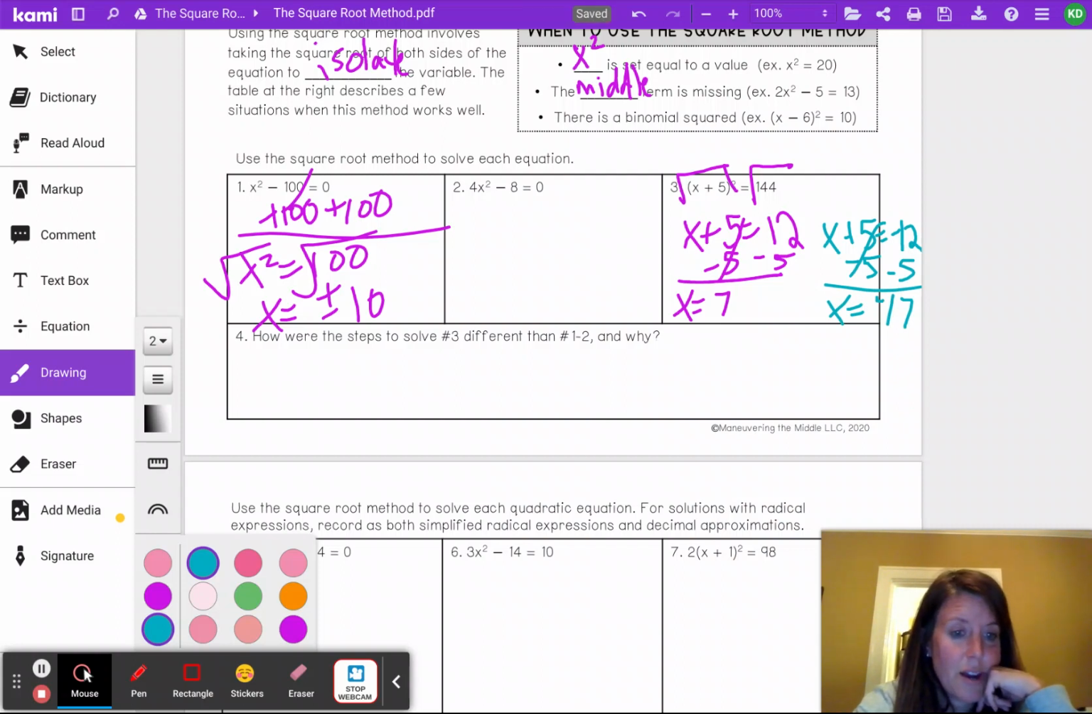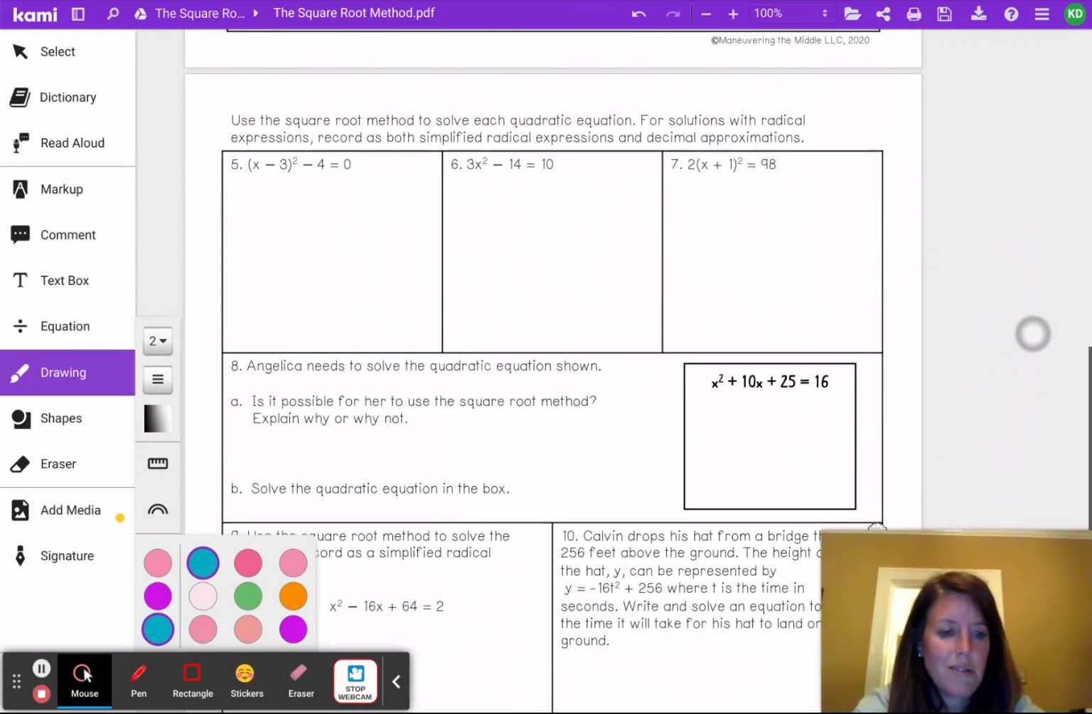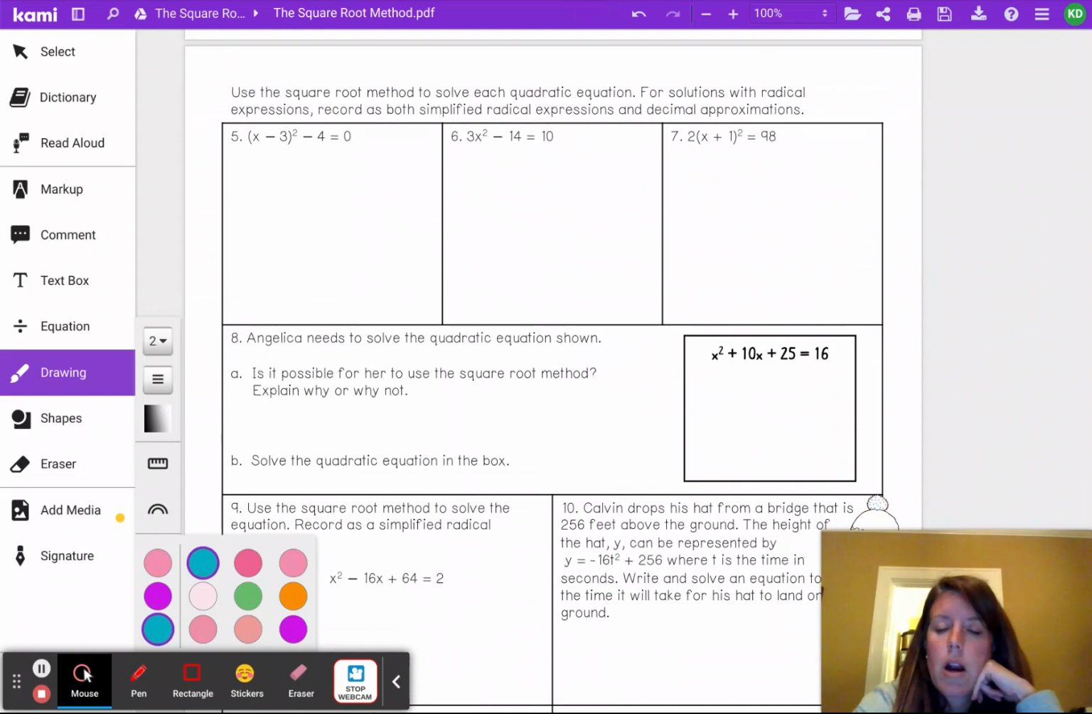Makes sense? Got it? All right. I'm going to go on to number 5. These are going to get a little bit more complex, but it's really not that crazy. So for number 5, we're just solving an equation. We're adding like terms, whatever we need to do to solve for x.